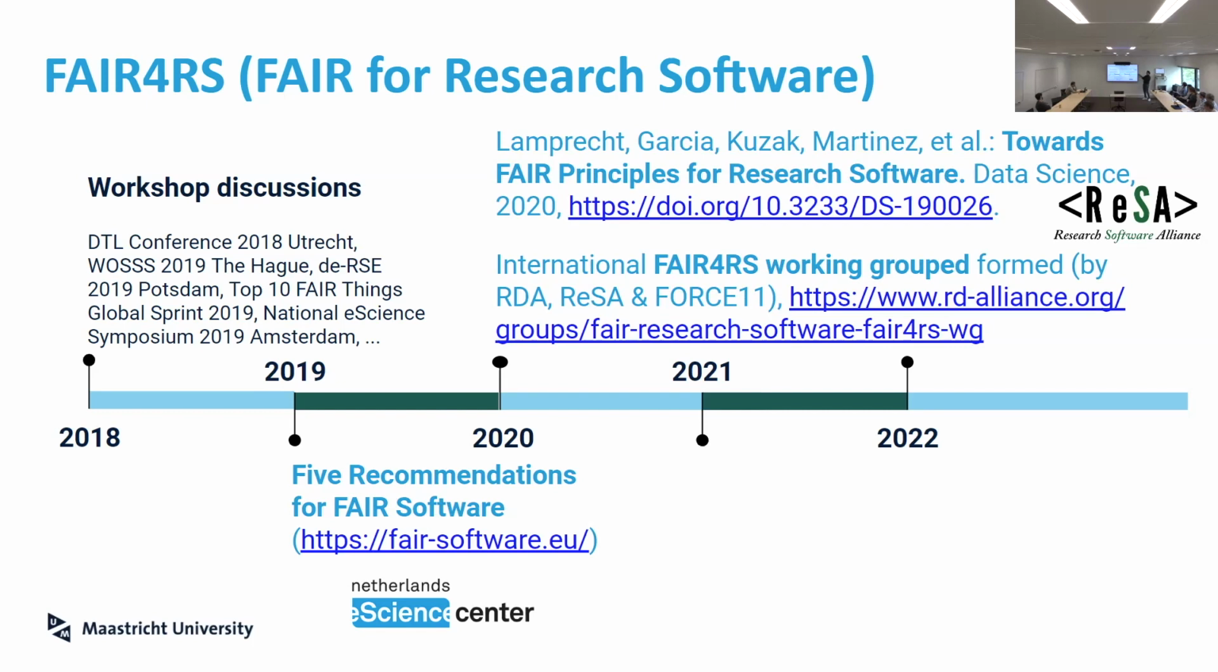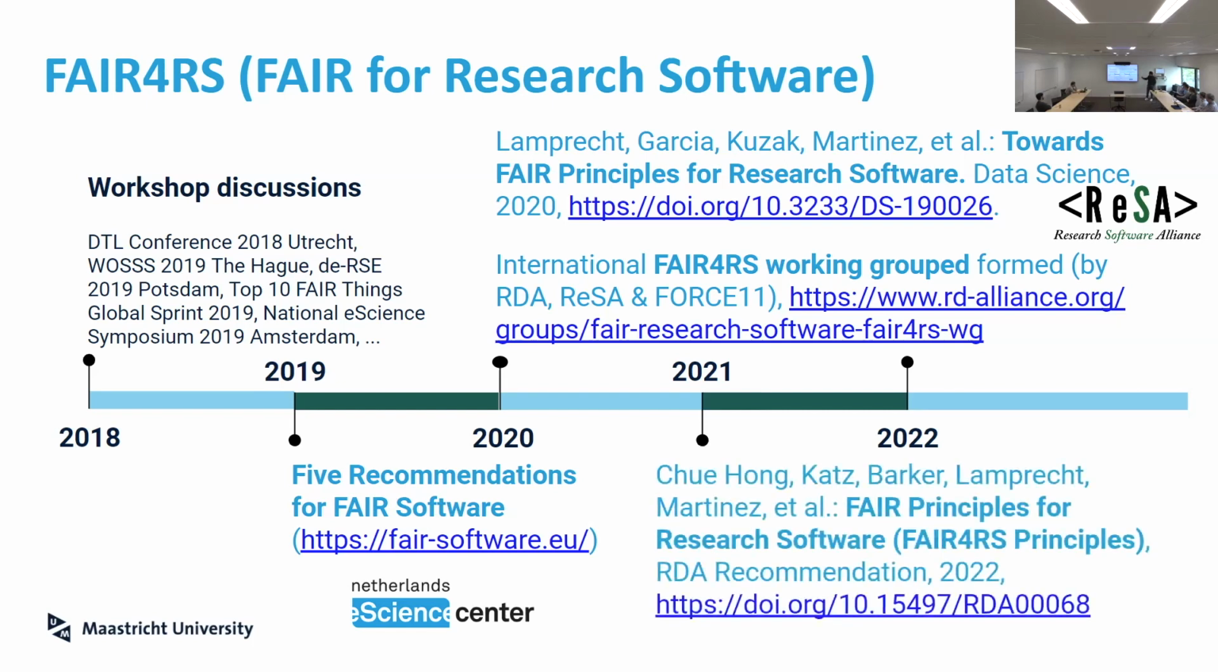These very amazing people started to work together, and then they basically joined forces with international communities, the Research Software Alliance, and so on. And since 2020, there is a huge working group on FAIR for research software. More recently, this year, after one year of reviews all over the world, we now have the implementation and the recommendations for FAIR for research software.